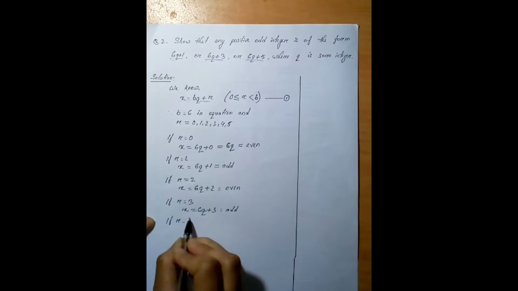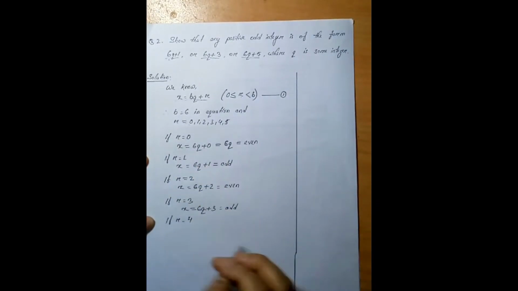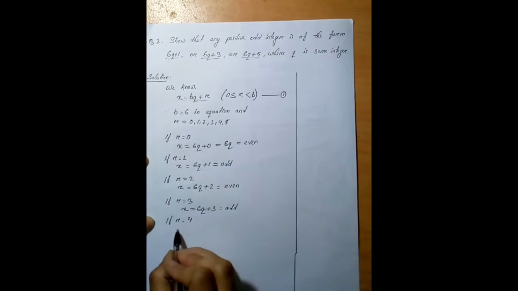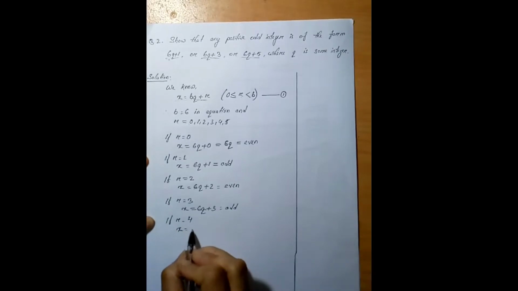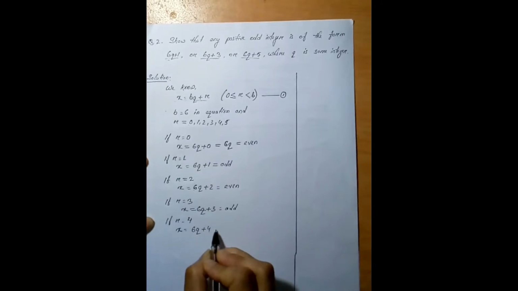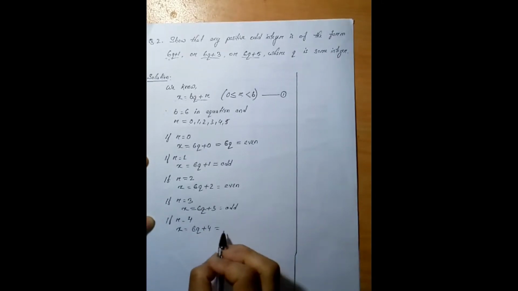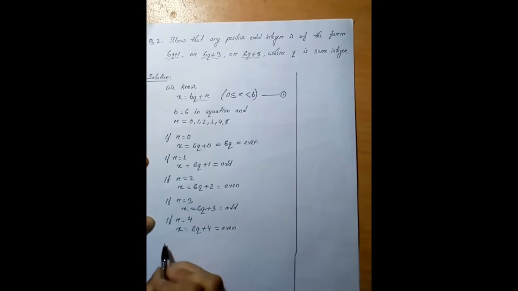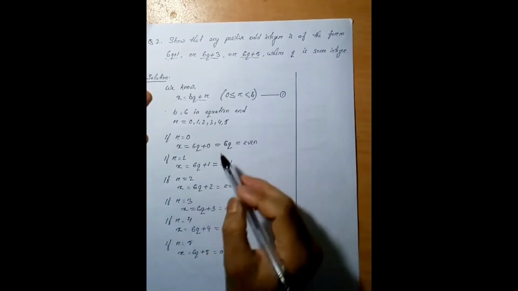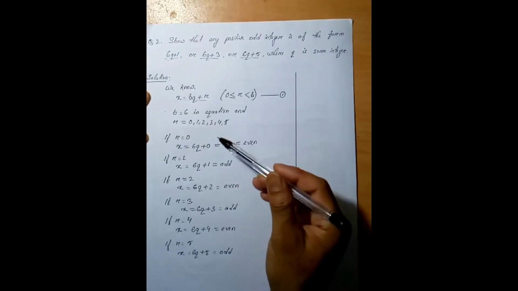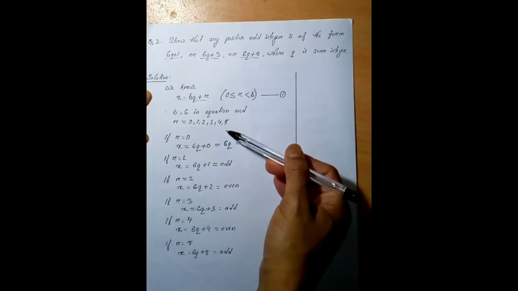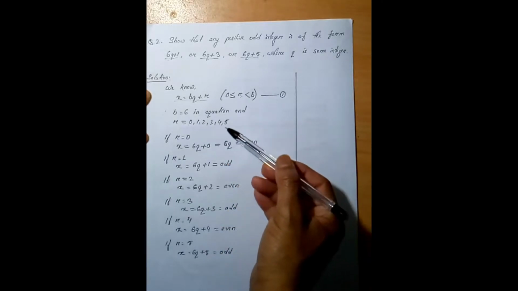And if r equal to 4, we have to do it for all the numbers. r equal to 4, so x equals 6q plus 4, we'll get an even number. And if r equal to 5, x equals 6q plus 5, we will get an odd number. So we have checked for all the values of r till 5.